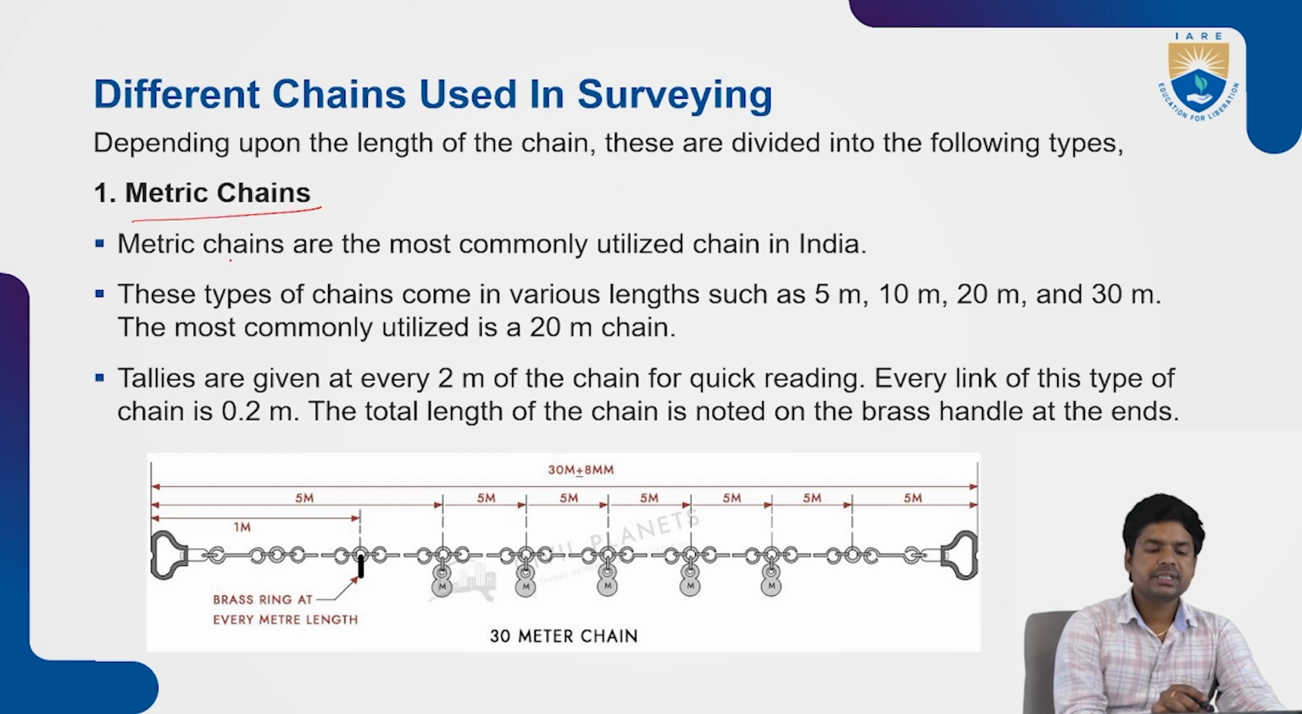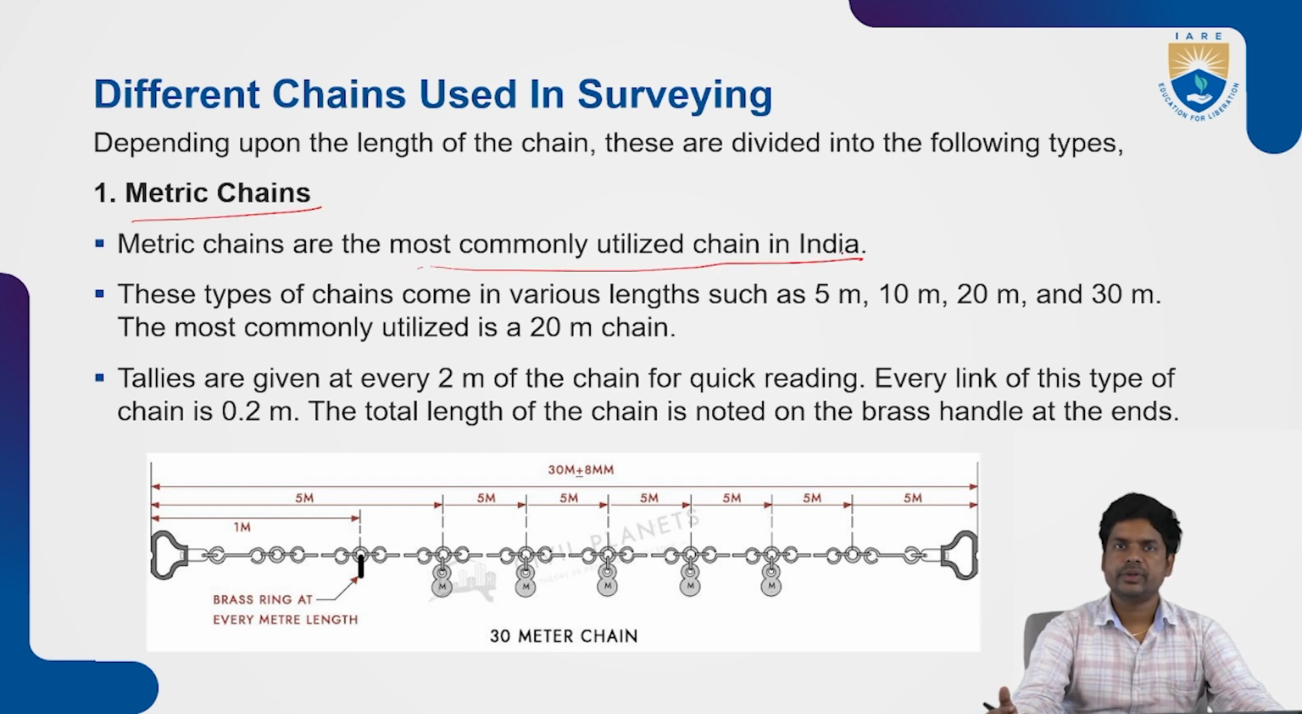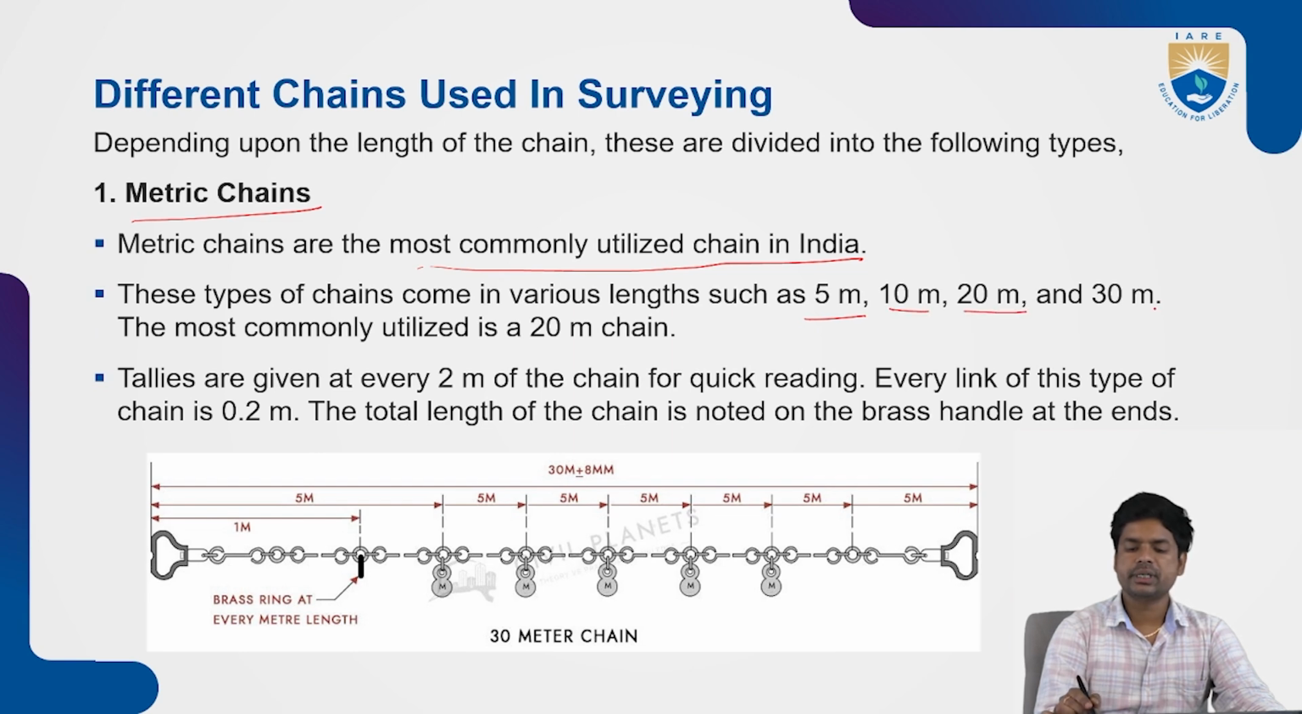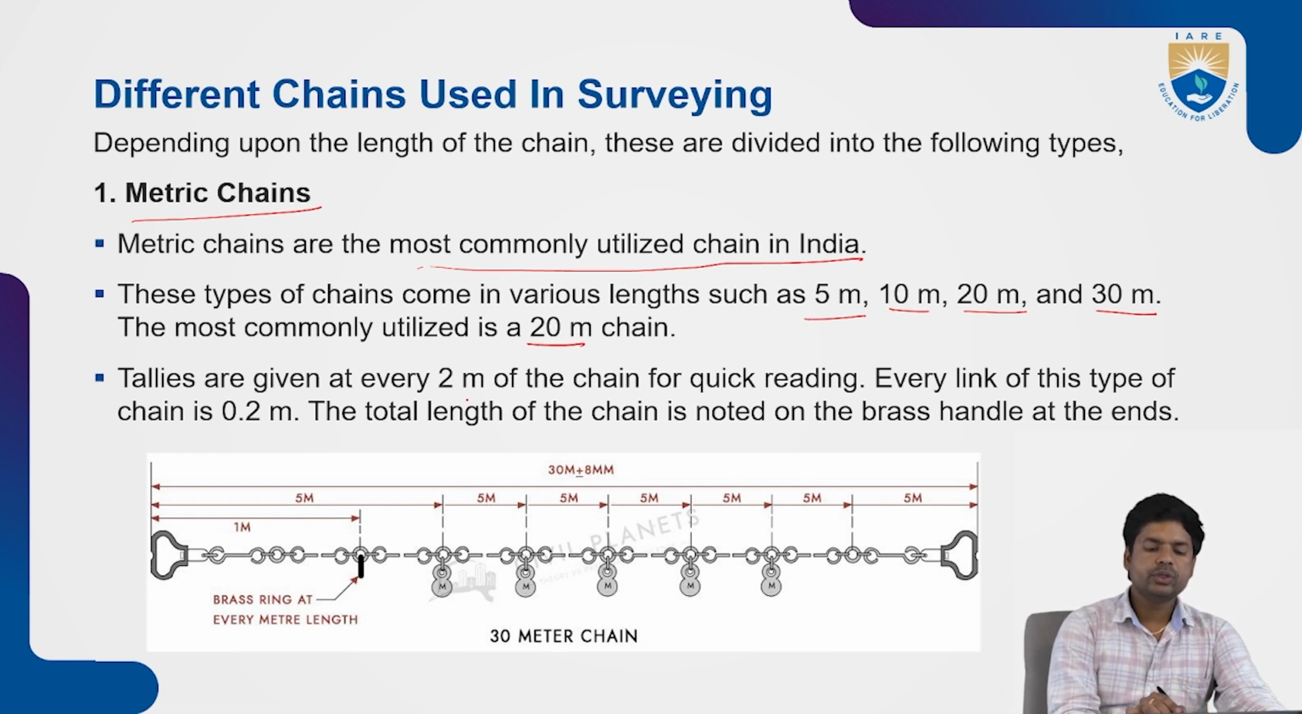Metric chains are the most commonly utilized chain in India. In India we mostly use the metric chain, and these chains come in various lengths such as 5 meters, 10 meters, 20 meters and 30 meters. The most commonly used chain is the 20 meter chain. Next, tallies are given at every 2 meters of the chain for quick reading.